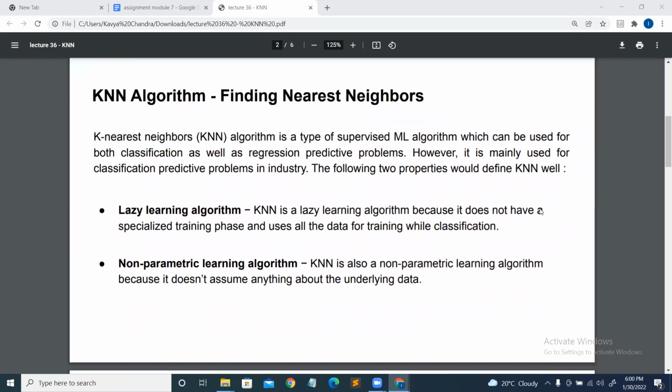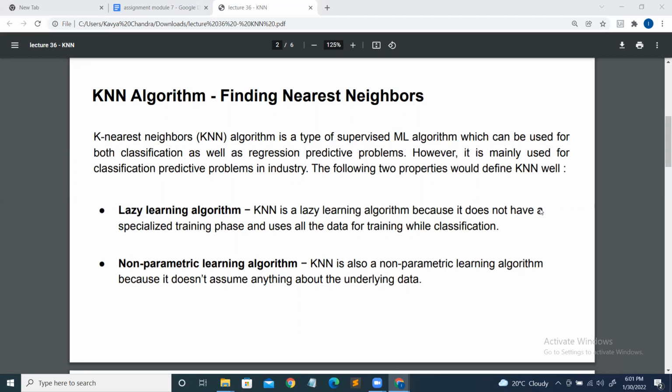It's one of the least used algorithms, but it leans heavily on the linear algebraic fundamentals of dimensional distances. And essentially, if you do this well enough, you understand a lot of other things as well. Again, it's a type of supervised ML algorithm, and it can be used both for classification and regression, mostly used for classification and predictive problems in industry.